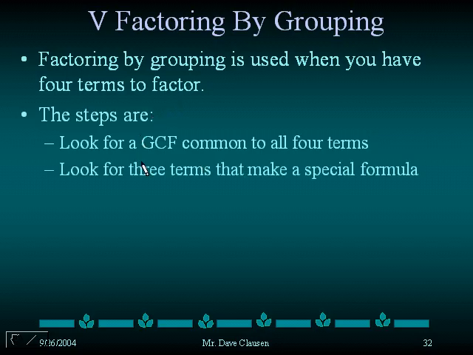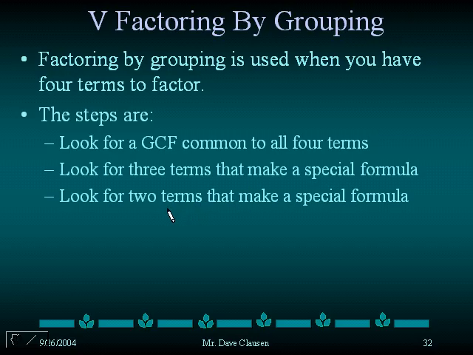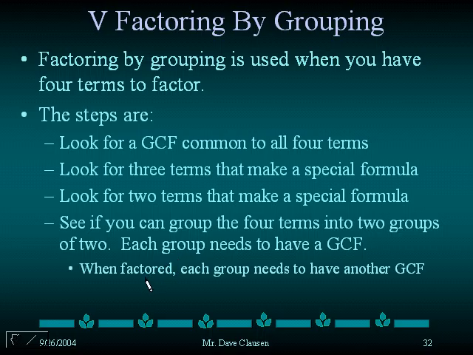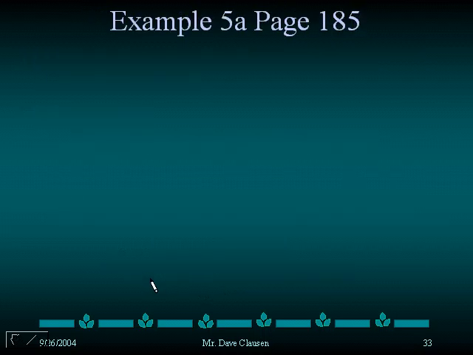Secondly, we're going to look for three terms that make a special formula. Or we're going to look for two terms that make a special formula. And then last, we're going to group each of the four terms into two groups of two to see which ones have a greatest common factor. And then when we factor, each group needs to have another greatest common factor in this particular situation.